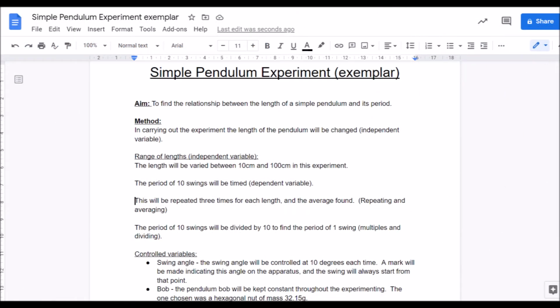And so there it is all together. That's what we need to have in our method: the independent variable, the dependent variable, the accuracy improving techniques that we used, and the controlled variables. Remember, the method is just describing what you did. You don't have to explain why you did it. Save that for later.